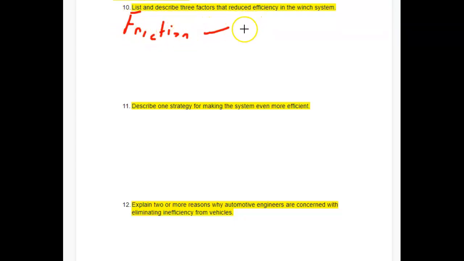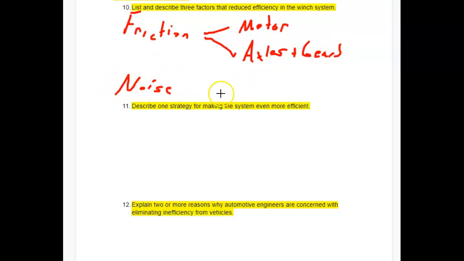and there's friction in 2 places. There's friction inside the motor because it made noise and got hot. There's also friction between the axles and gears, and it also made noise. Noise is unwanted, so that would be a waste of energy, and that would reduce the efficiency.